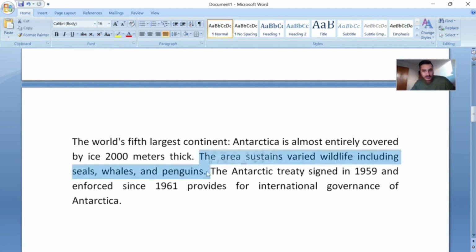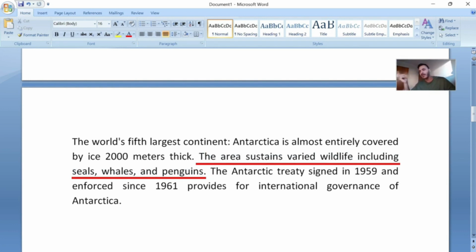I will explain this line only. See, there are two commas here. So how will you speak this line? The area sustains varied wildlife including seals, whales, and penguins. No problem. I said life, not a big deal. As I told you, if you are doing wrong, no problem at all. One or two silly mistakes, that's great. Not a big deal. You can still get good scores, right?